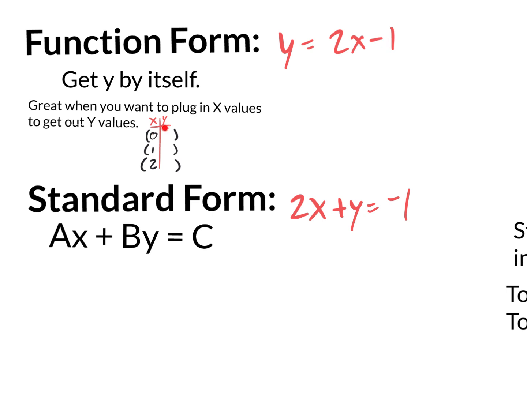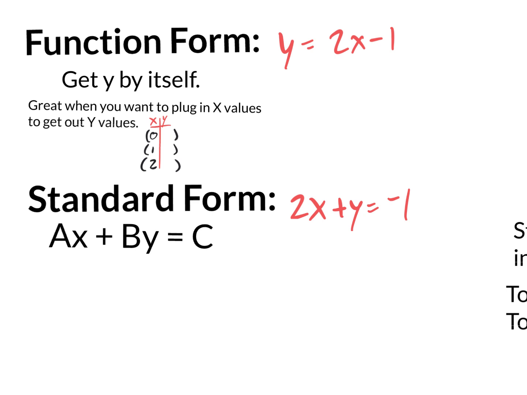So once again, when you have y by itself, it's like a machine. It's really easy to plug in a 0 right there and do the math. 2 times 0 is 0. 0 minus 1 is negative 1. So the input 0 gives you the output negative 1. And you could keep plugging in as many numbers as you want. Function form is great for plugging in numbers. Standard form is great for what?